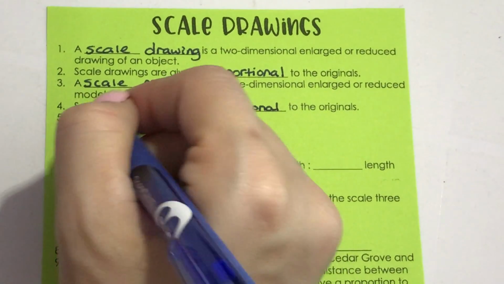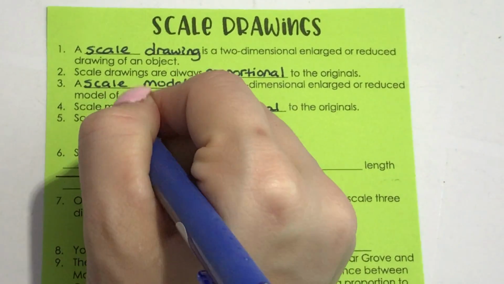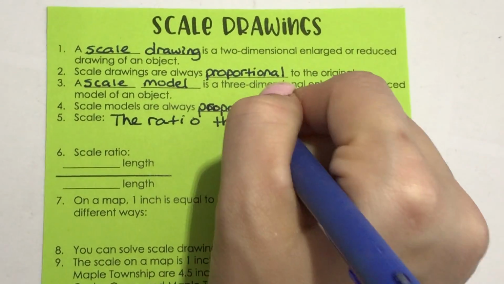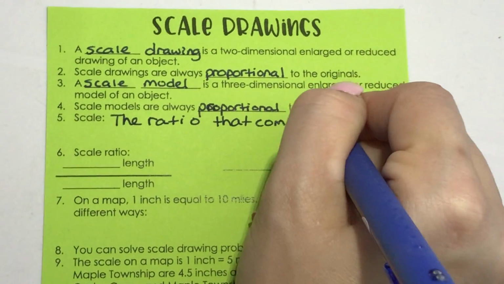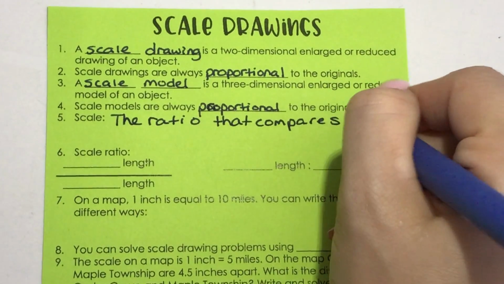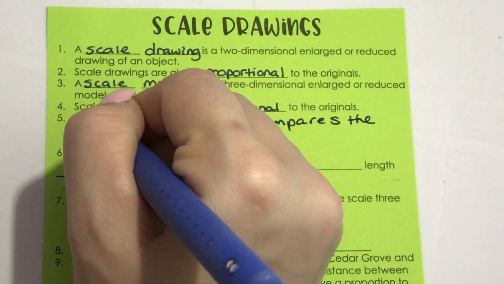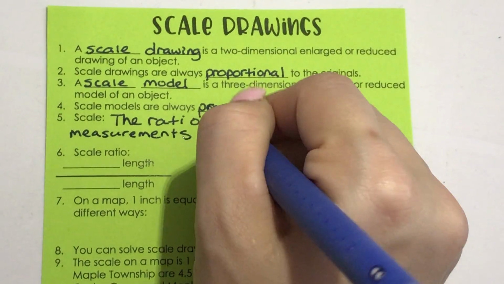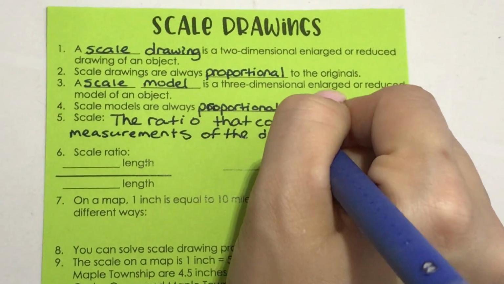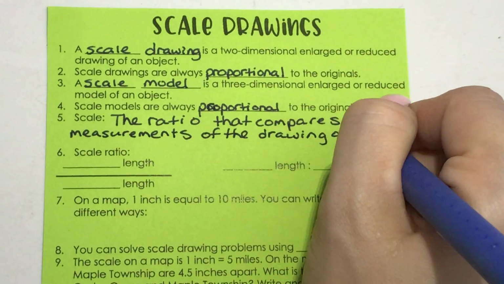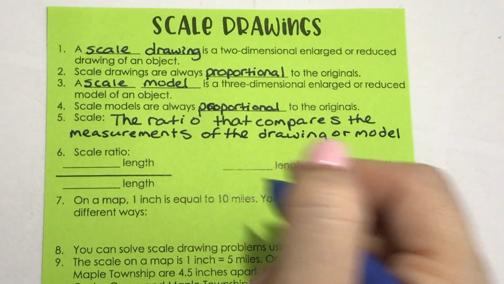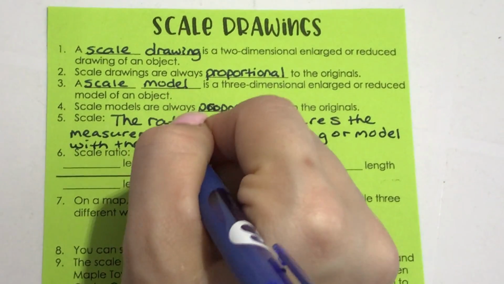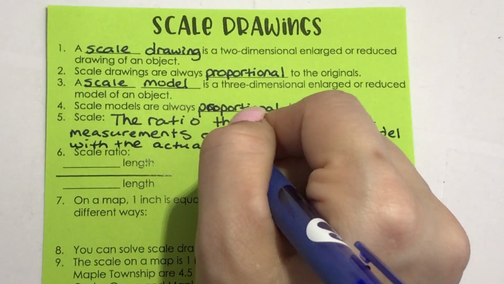So the scale is the ratio that compares the measurements of the drawing or model with the actual measurements.